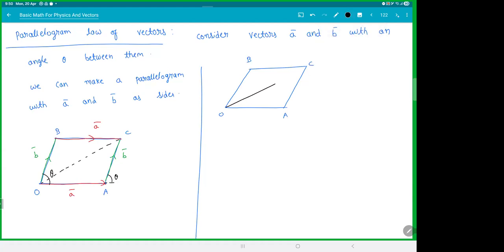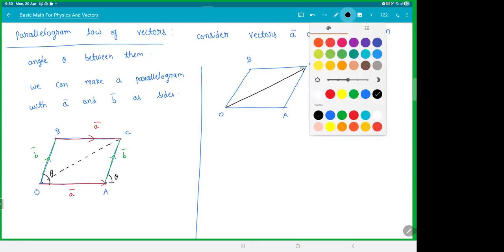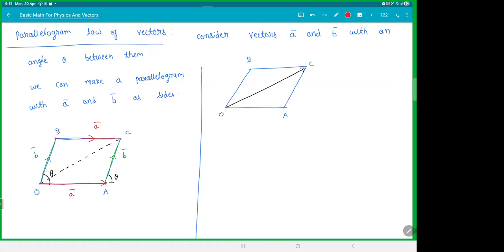So you want to find the vector from O to C. Think of it like this: when you go from A bar, OA bar plus AC bar, so OA bar plus OB bar, or you can simply say A bar plus B bar, is OC bar. So the resultant vector.